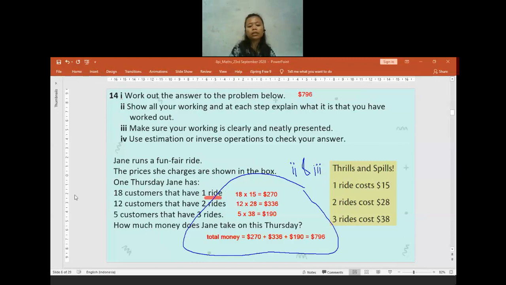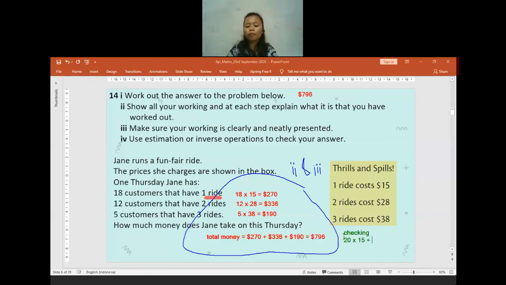Now for question 4, we need to use the inverse operation or use the estimation. If we use the estimation in here, I will just use the estimation because I think estimation is easier. So now for each number in here, I have to round off when we use the estimation. So in here, these are the checking steps.